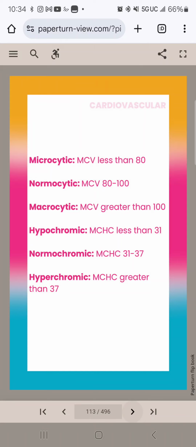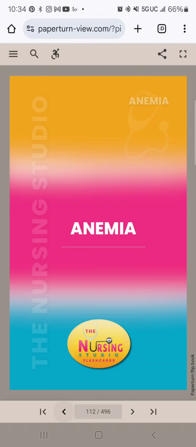Microcytic, MCV is less than 80. Normocytic, the MCV is 80 to 100. Macrocytic, MCV greater than 100. Hypochromic, MCHC less than 31. Normochromic, MCHC 31 to 37. Hyperchromic, MCHC is greater than 37. And these are your anemia lab values.